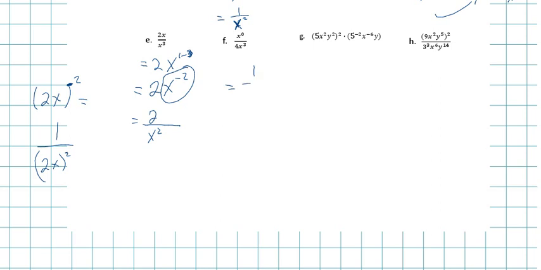Can I simplify this any further? Is there anything else to simplify? No, right? So in this case, it's easier if I get rid of that x to the power of 0, right? Because I know that's 1. I don't have to do anything, right?